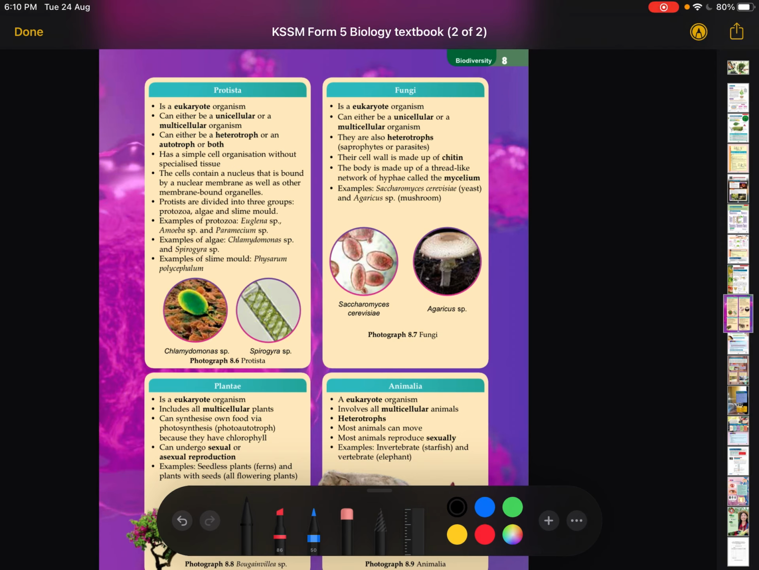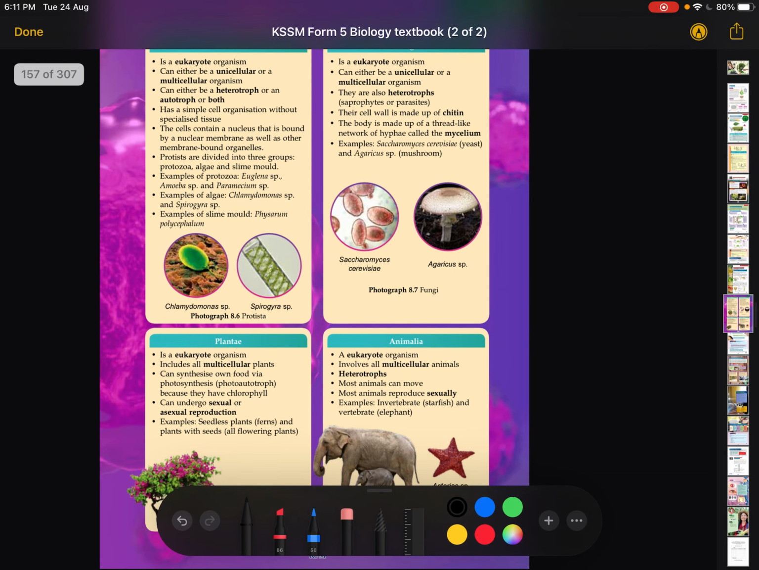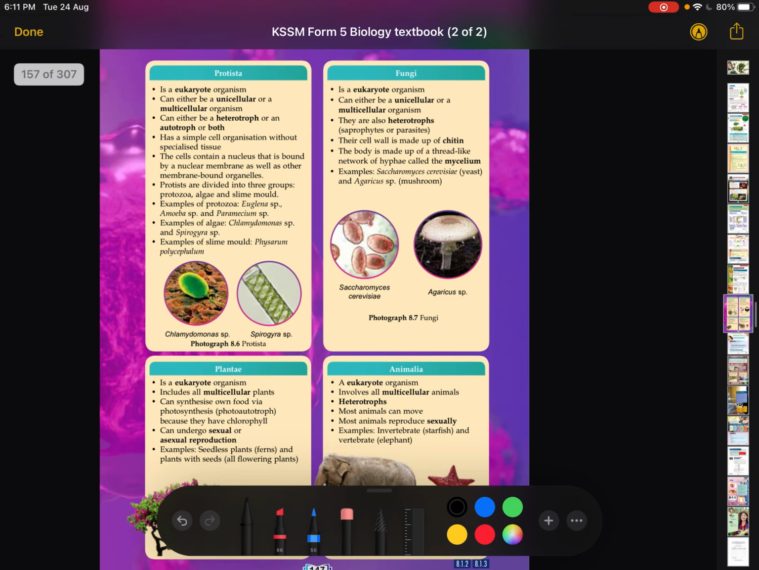Next is protista or protists. So they are eukaryotic. That means they have an actual nucleus. And they can either be unicellular or multicellular. So unicellular might include Chlamydomonas. Chlamydomonas is a protist. And for multicellular, what are? I'm not so sure on that one. I think Spirogyra is. Wait, let me see. But they're both algae lah.